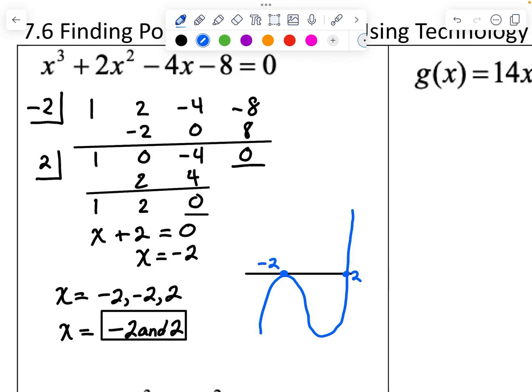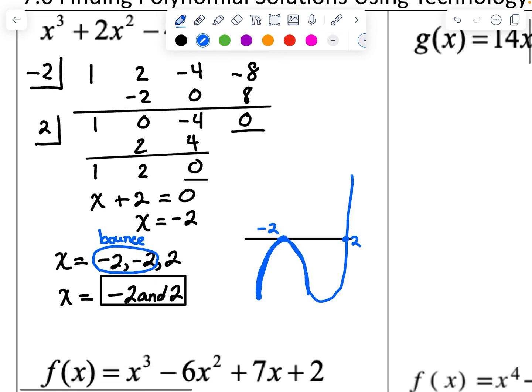Okay. And the -2, you'll see that it changed directions on the x-axis, which is why -2 was an answer twice. If it's an even power, because -2 showed up twice, it's going to bounce off the x-axis. Okay. Alrighty, that's not really necessary for today, but that'll be helpful in the future.